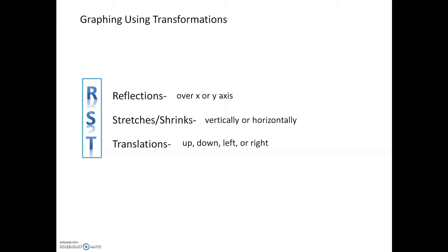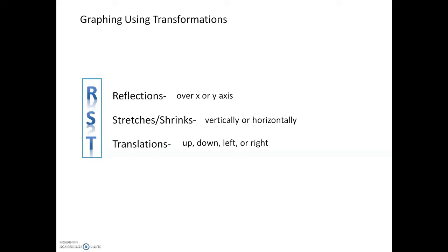There are two types of reflections. You can either move over the x-axis or over the y-axis. There's two types of stretching and shrinking. You can either stretch or shrink vertically, which changes the y values, or horizontally, which changes the x values.